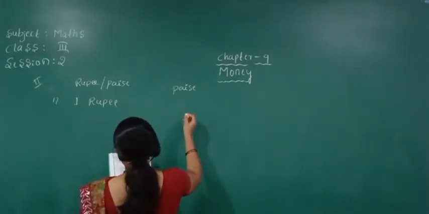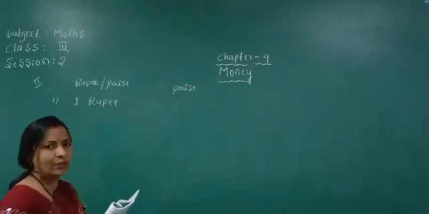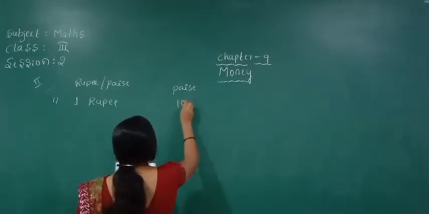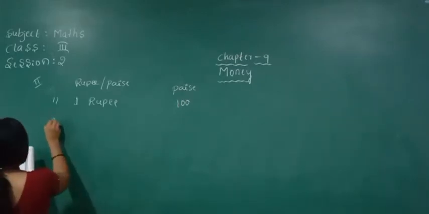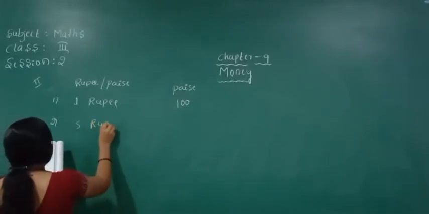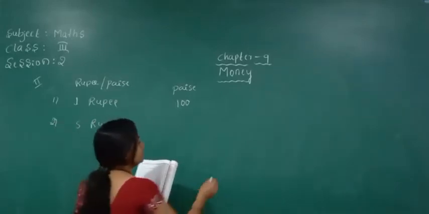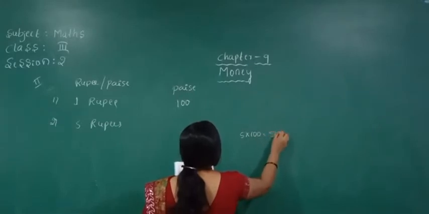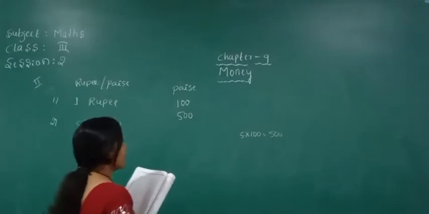Here this 1 rupee is converted into paise. 1 rupee is equal to how many paise? 100 paise. Second one, 5 rupees is equal to 5 into 100, which is 500 paise. So we convert to paise form: 500 paise.